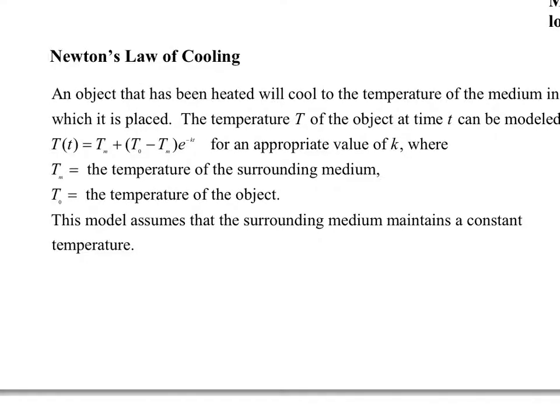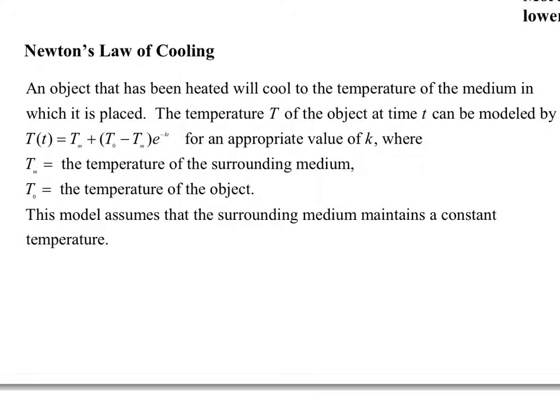Newton's law of cooling. An object that has been heated will cool to the temperature of the medium in which it is placed. The temperature T of the object at time t can be modeled by T(t) = T_m + (T_0 - T_m)e^(-kt), for an appropriate value of k, where T_m is the temperature of the surrounding medium and T_0 is the temperature of the object. This model assumes that the surrounding medium maintains a constant temperature.